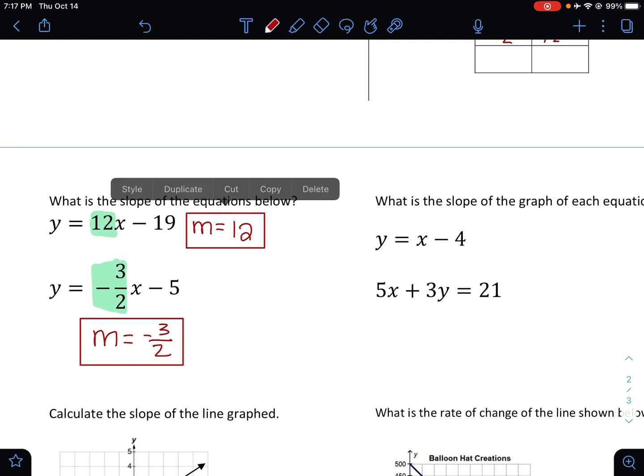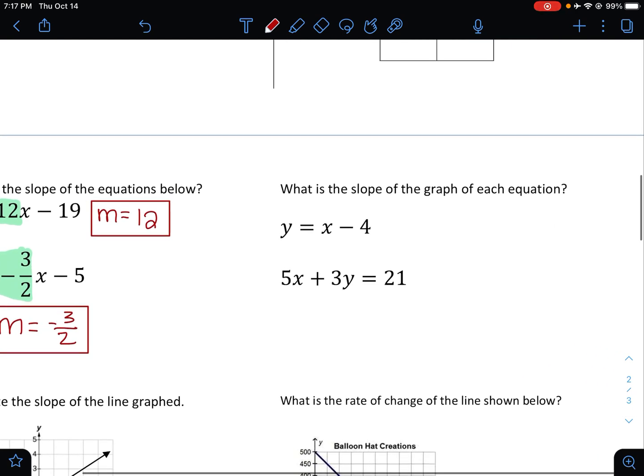Okay, moving on. What is the slope of the graph of each equation? We have y equals x minus 4. Remember that there is a 1 right here that we're too lazy to write. So our slope for this one is 1.